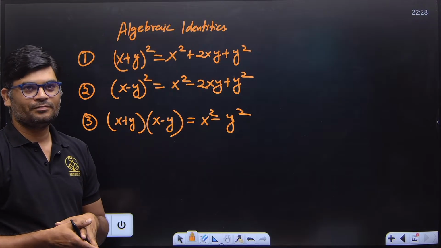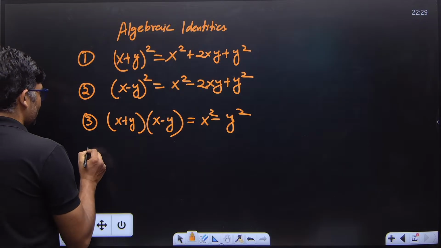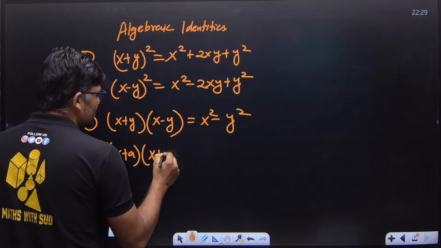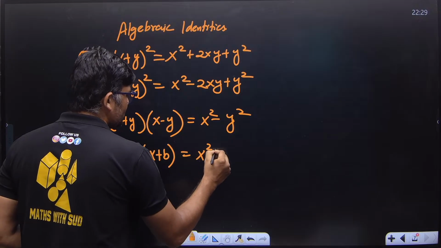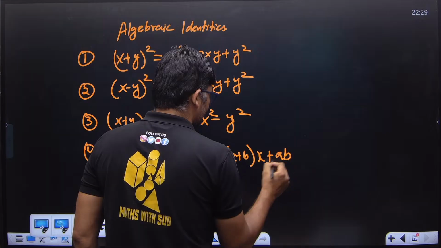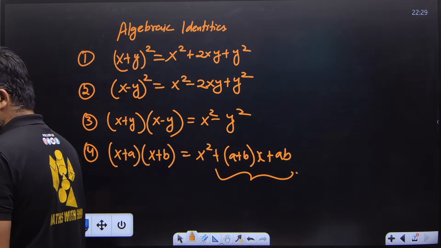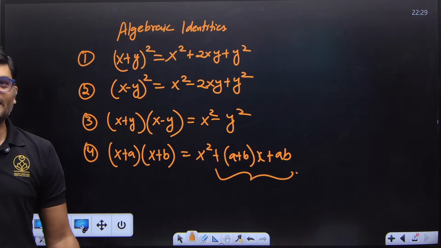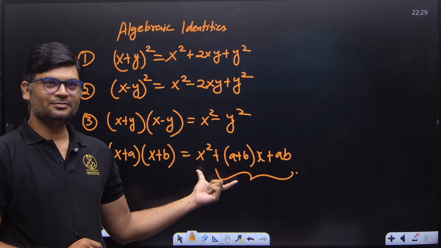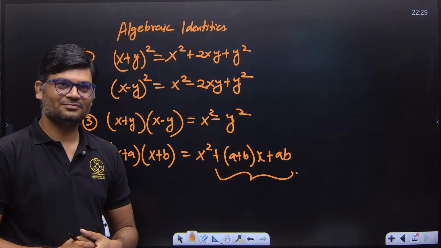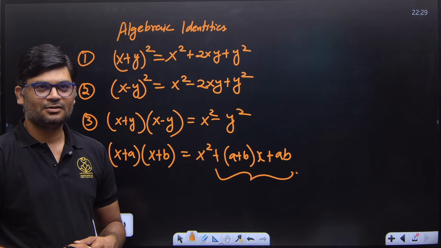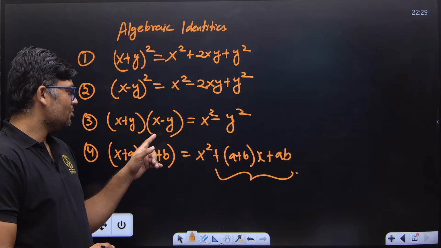So it is x square minus y square, the only identity which helps us in finding so many questions in a tricky way. Then there is a fourth identity, which is x plus a into x plus b, which is equal to x square plus a plus b times x plus ab. That is long. This is the quadratic identity. I got that. I learned all of this, I think. I don't know why I got confused.